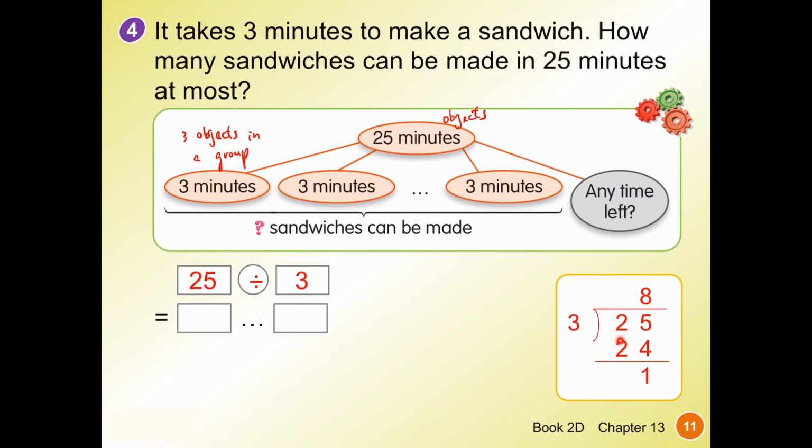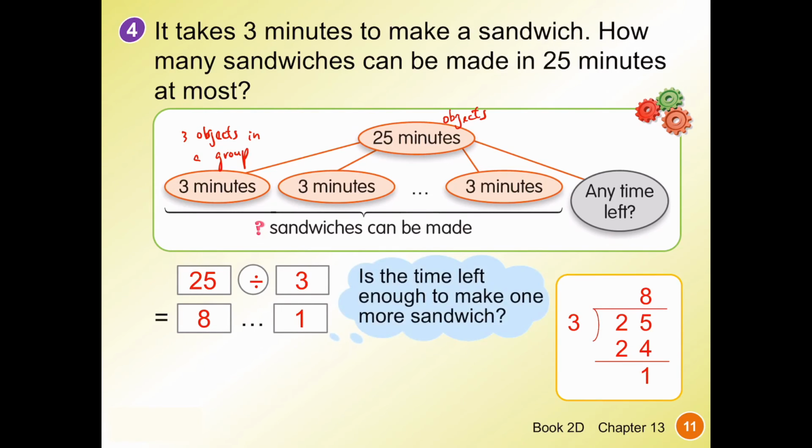And once again, we put it in column form, 25 divided by 3, and the closest would be 8. So 8 times 3 equals 24, and 25 minus 24 is 1. So we can make 8 sandwiches within the 25 minutes. It will take us 24 minutes to make the 8 sandwiches, and there's only 1 minute left. So is the time left enough to make 1 more sandwich? The answer is no.